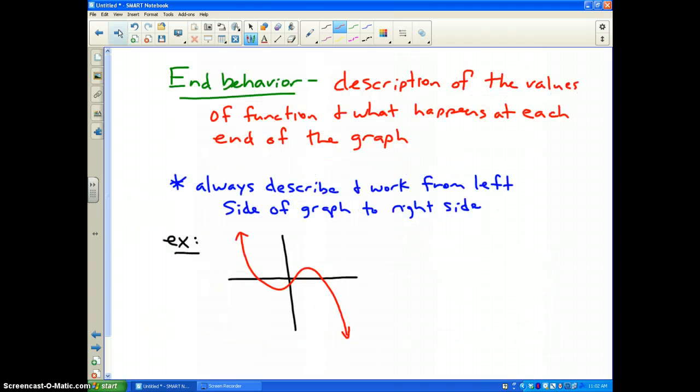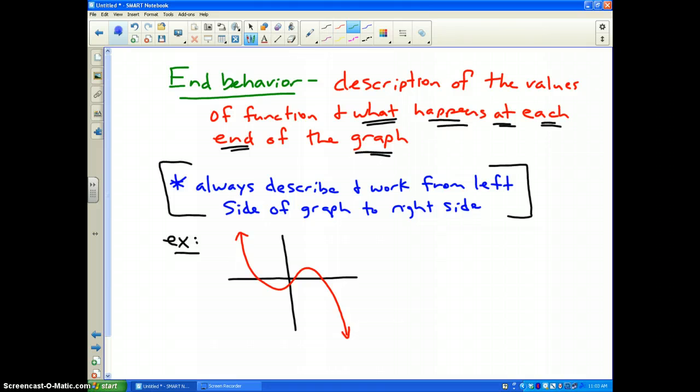Now, what's important about a graph is its end behavior. The end behavior is a description of the values of the function and specifically what happens at each end of the graph. When you describe the end behavior, you read it like a book. Pretend you're a little bug tracing the graph from left to right and describe it.